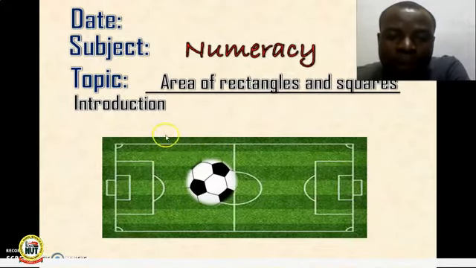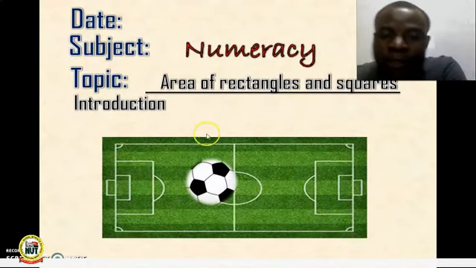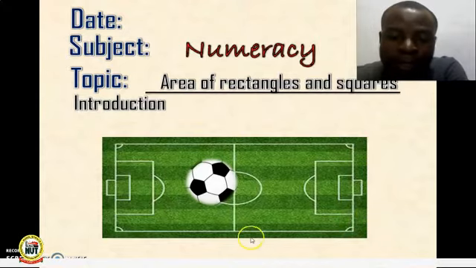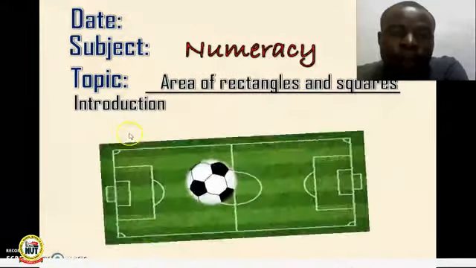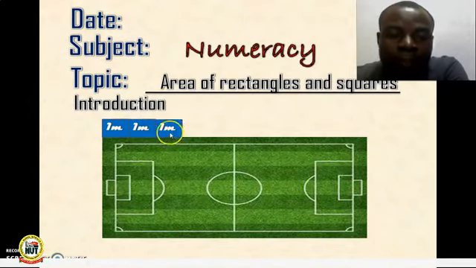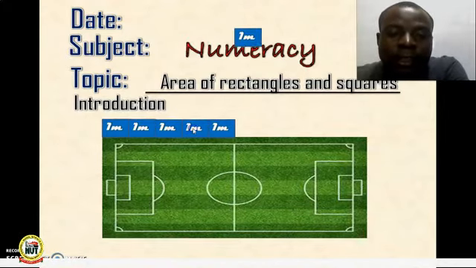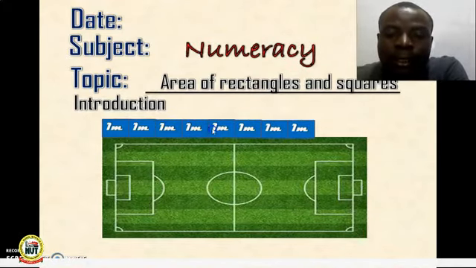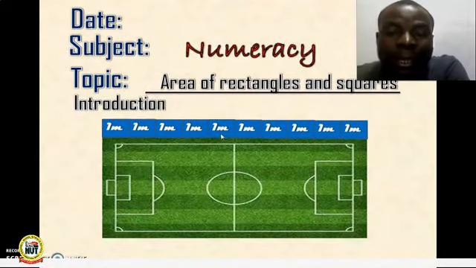Now, we discussed the perimeter of this football field last week. When we discussed the perimeter, we only considered the four sides of this football field, where we arranged a particular square unit like this. Look at the square unit. Let's count. Everybody, count alongside with me. So this is 3, 4, 5, 6, 7, 8, 9, and 10. So the length of this football field is 10 meters.